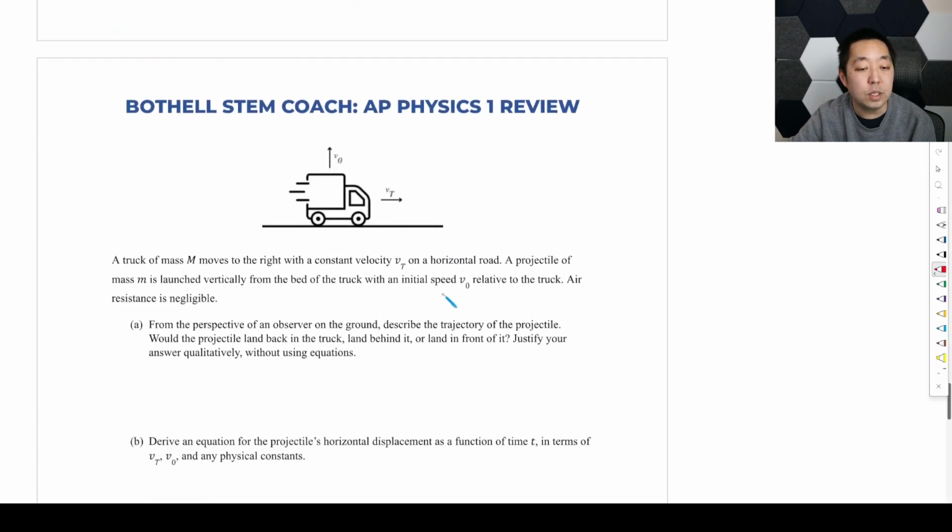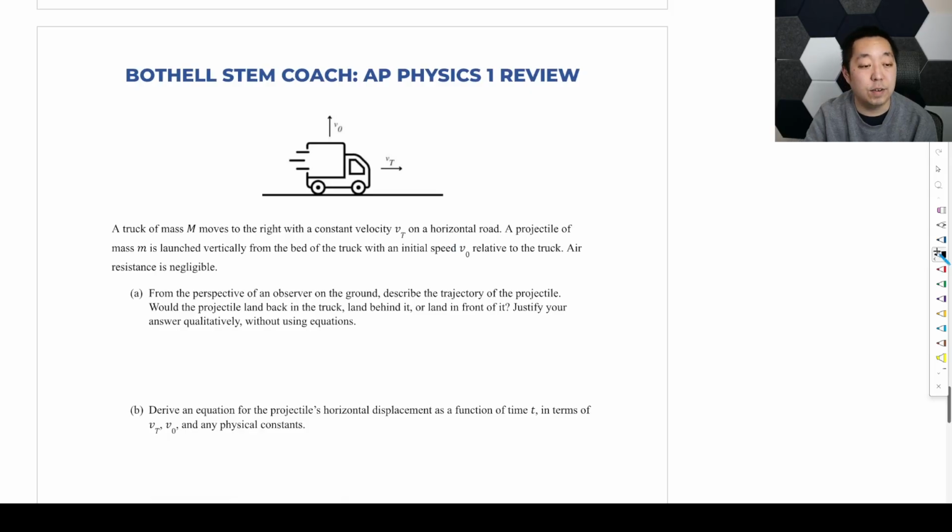Okay, let's look at a derivation problem. We have a truck of mass m that moves to the right with a constant velocity vt on a horizontal road. A projectile of mass m is launched vertically from the bed of the truck with an initial speed v0 relative to the truck. Air resistance is negligible. From the perspective of the observer on the ground, describe the trajectory of the projectile. Would the projectile land back in the truck, land behind it, or land in front of it? Justify your answer.